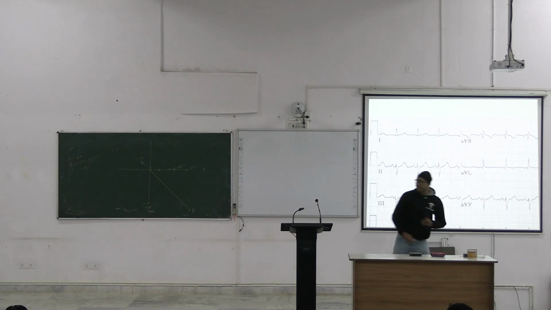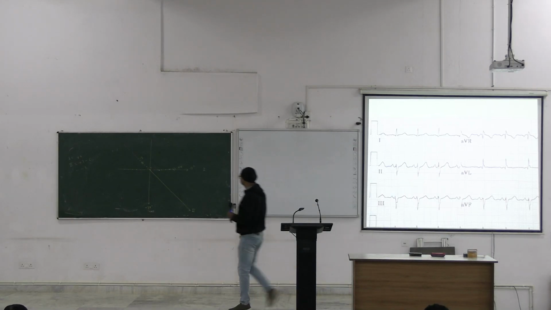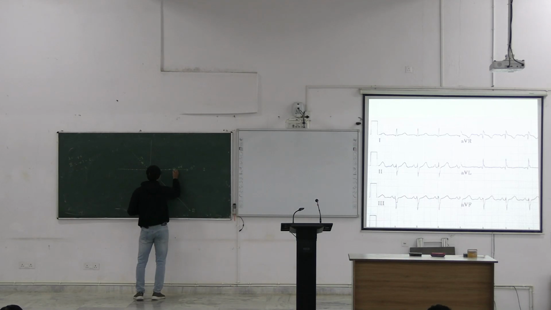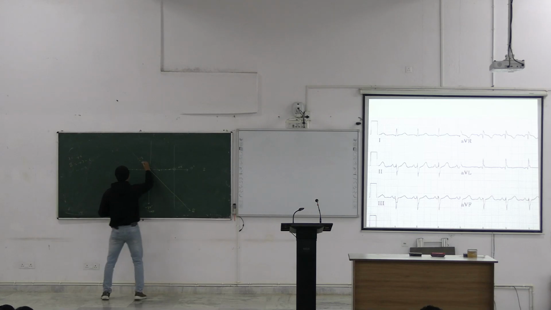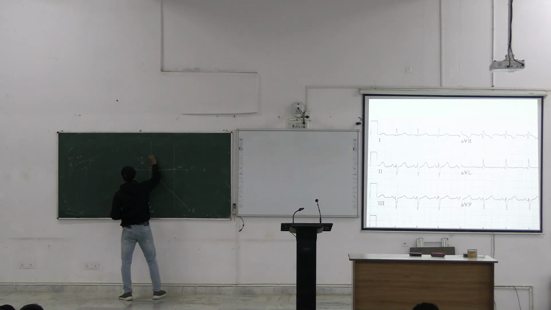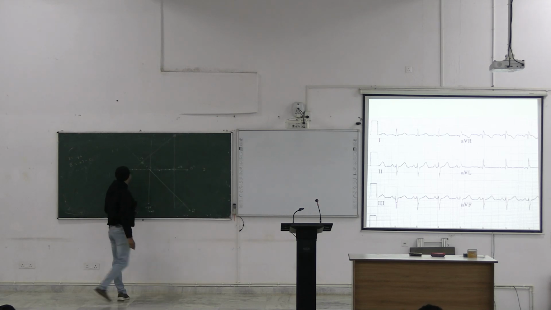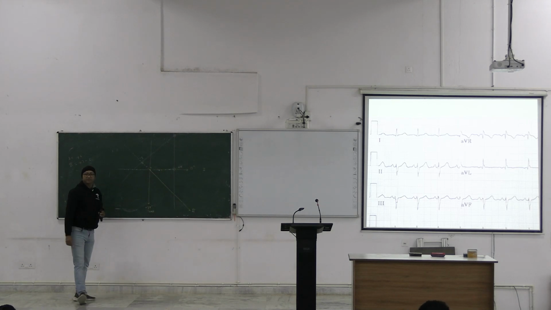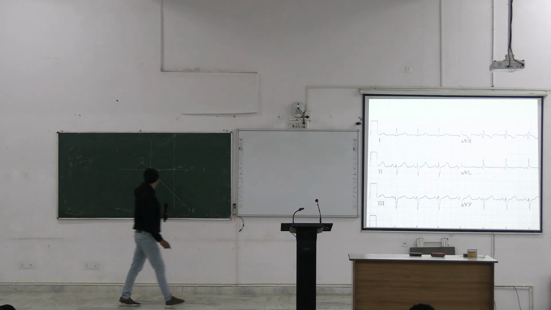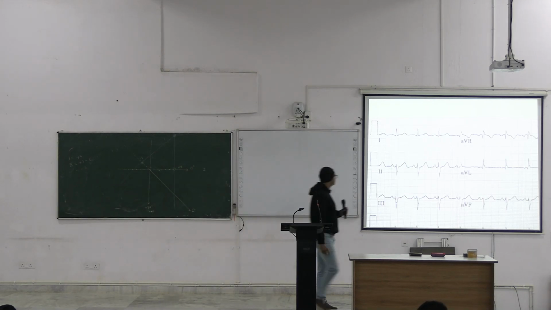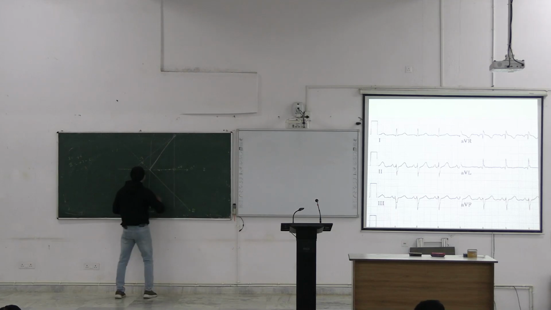Now you draw vertical on both the points. In case of lead 1, this is the vertical you draw, and in case of lead 2, this is the vertical you draw, and both the verticals are meeting at this intersect point, right? Clear? Now the axis is, and the angle is this.